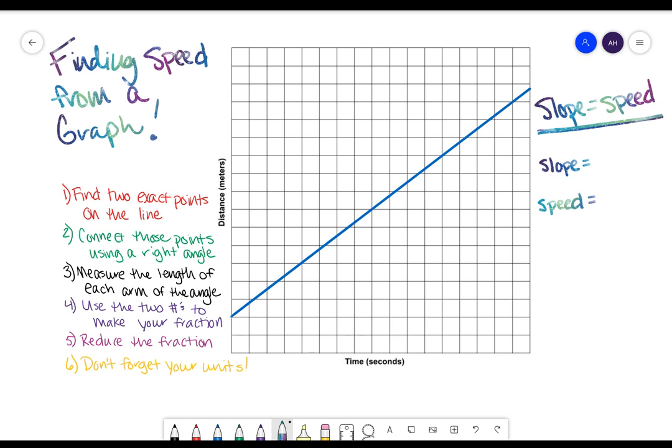This video is going to show you how to find speed from a graph. So I've got the steps listed over here on the left-hand side of the page. So we're going to get started with number one. We're going to have to find two exact points on the line.